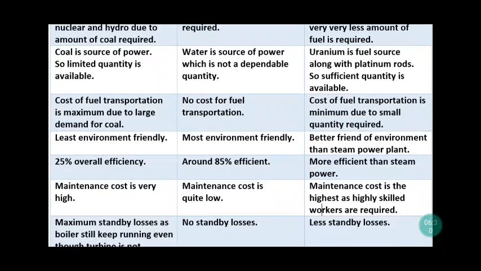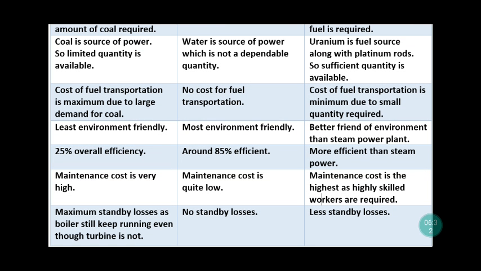Next point: thermal plant is the least environmentally friendly. The thermal power plant causes pollution, that's why it is not eco-friendly. But the hydropower plant is the most environmentally friendly. It doesn't cause any pollution, so it is eco-friendly. Next, the nuclear power plant is a better friend of the environment than the steam power plant. If you compare the nuclear power plant with the steam power plant, it is a little eco-friendly and causes less pollution.